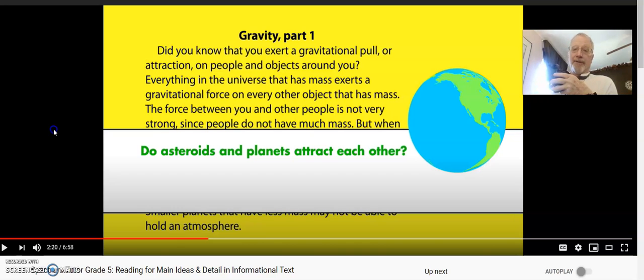So let's answer this one. Do asteroids and planets attract each other? See if you can find supporting detail that answers that question. It's an inference. Go ahead and let's see. There's a lot of that that's covered up now. It's hard to see it when you're doing it.